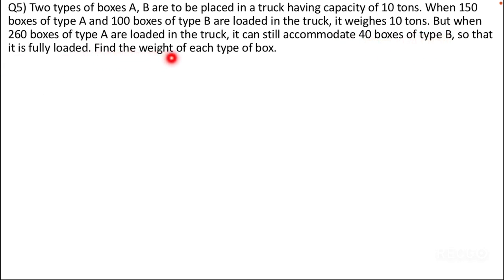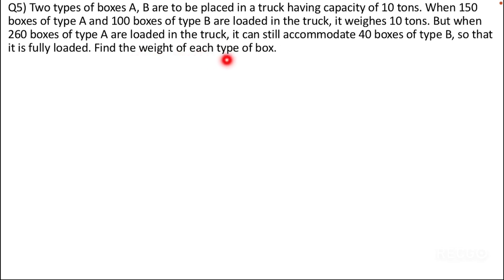So now what is happening over here is that we are having a truck, and the truck is being loaded by two types of boxes, that is A and B, and the maximum capacity of the truck is 10 tons. So you have to add the boxes A and B in such a way that the truck is fully loaded. So in the first condition, what they are saying, that when they added 150 boxes of type A, they were able to add 100 boxes of type B. So the truck was loaded fully. And when they added 260 boxes of type A, only 40 boxes of type B could be accommodated, so that it is fully loaded, that is 10 tons. So we have to find the weight of each type of box.